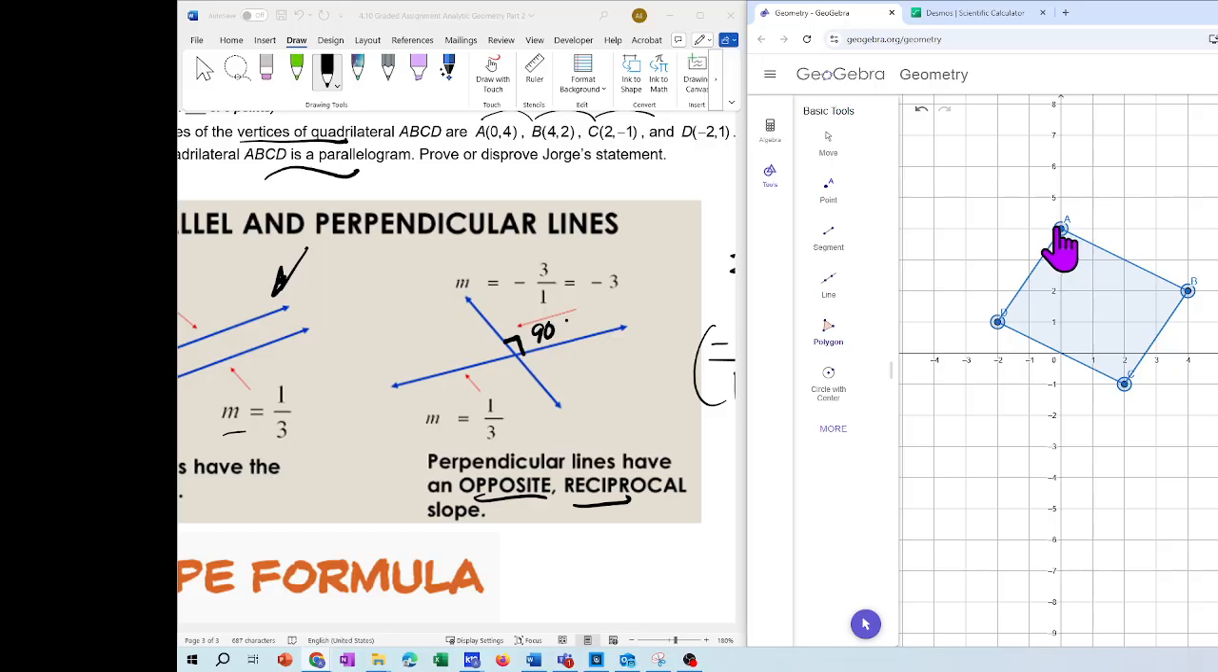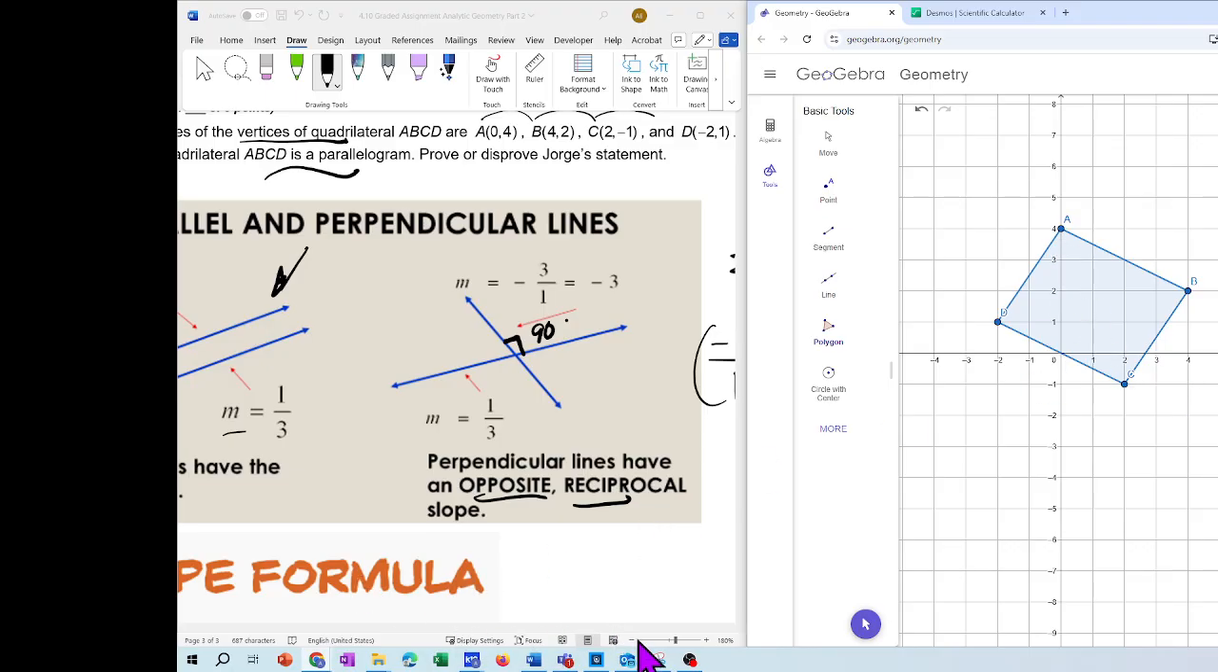Okay, so this is a parallelogram. It has 4 sides. AB should be parallel to DC, so we should have the same slope. And then AD should be parallel to BC. They should have the same slope. Okay, so let's calculate that.